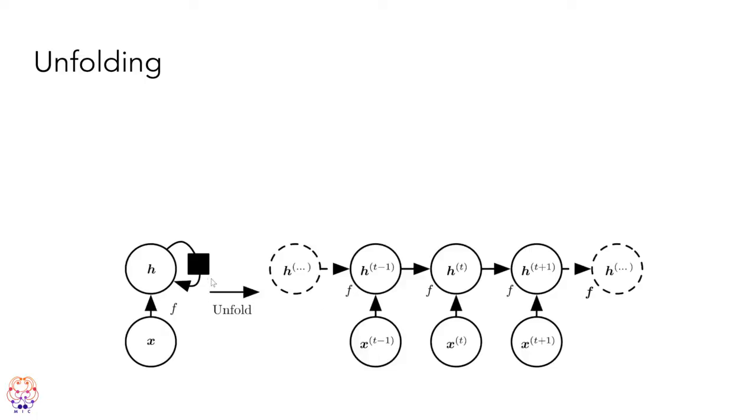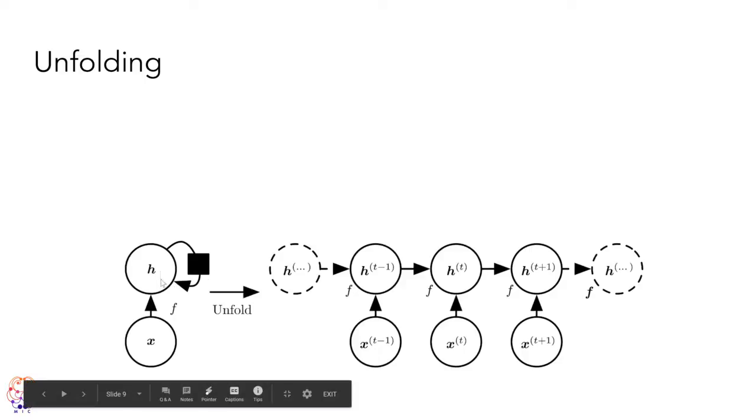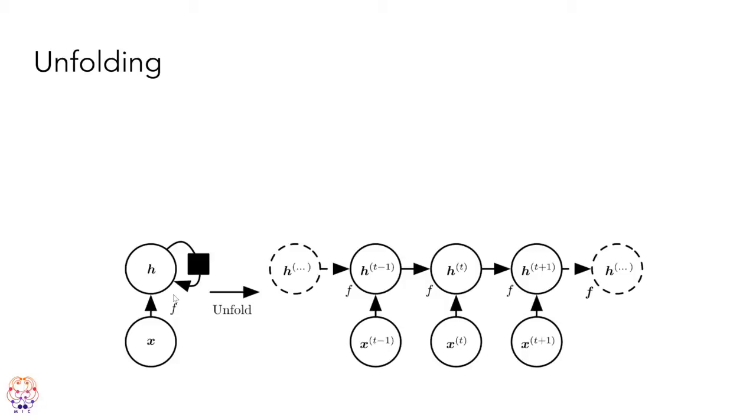So what is this black box here? That is f, because you take in h, this state, and then x, put it through the function, and then you get the next one. Is that clear?